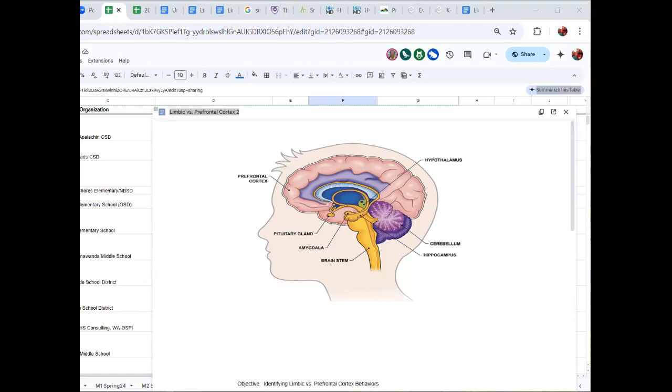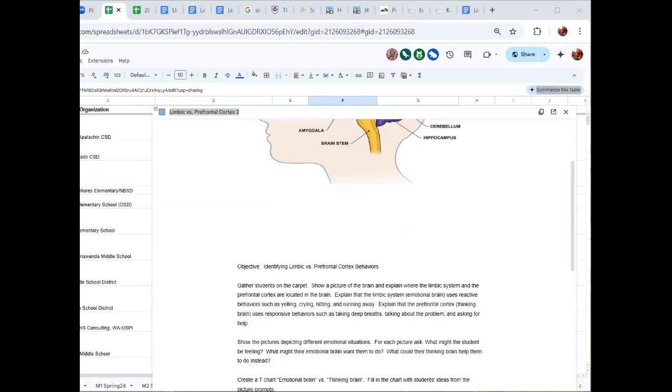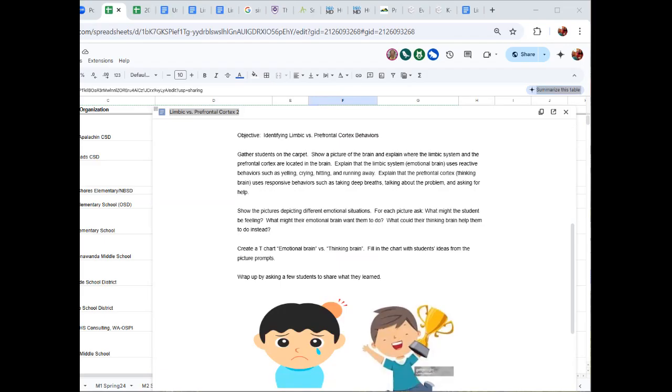The objective is to identify the limbic versus the prefrontal cortex behaviors. I'd gather the students at the carpet and show a picture of the brain and explain where the limbic system and the prefrontal cortex are located in the brain. Then explain that the limbic system, the emotional brain, uses reactive behaviors such as yelling and crying, hitting, and running away. And then explain that the prefrontal cortex, the thinking brain, uses responsive behaviors such as taking deep breaths, talking about the problem, and asking for help.